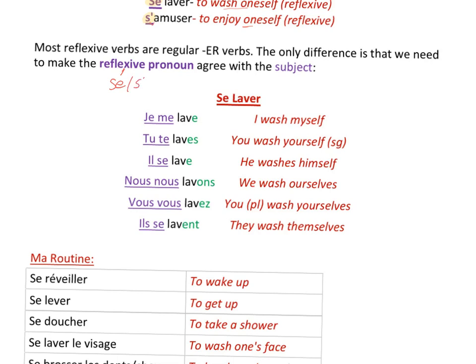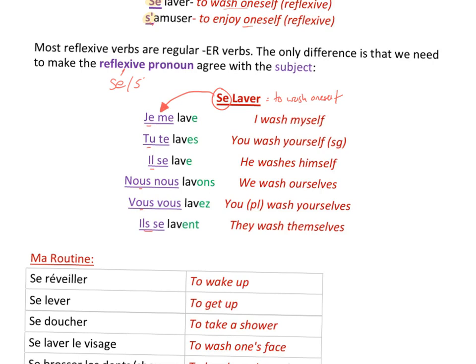So if we have a look here at the verb se laver, and remember, se laver means to wash oneself or to clean oneself, you'll see that the se has to change when you start using it in a tense. And remember, we have a word for that in grammar. When we're putting a verb into a tense, we call it conjugating. So when we're conjugating this verb, se laver, into the present tense here, like I've done below, this se has to change to make it agree with the je, tu, il, nous, vous, il.